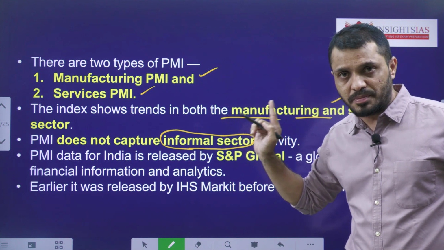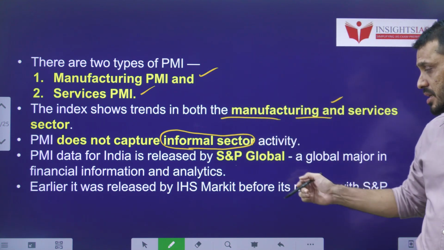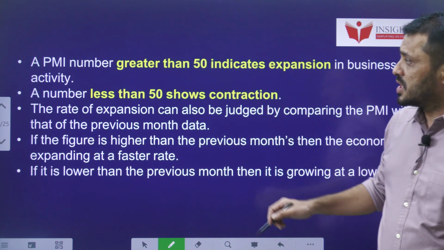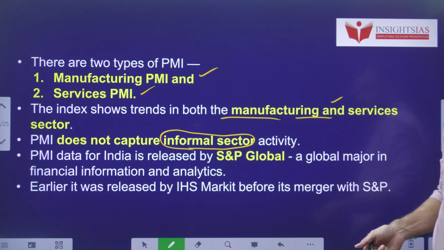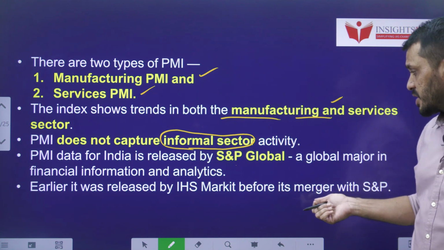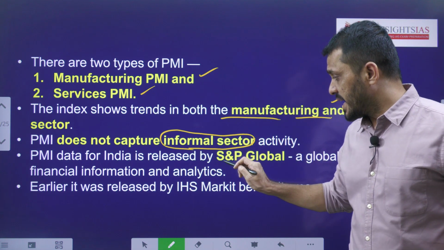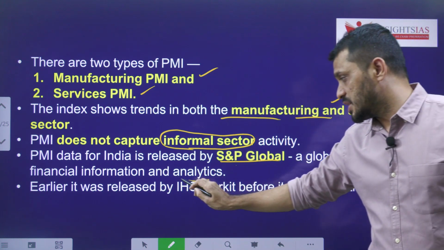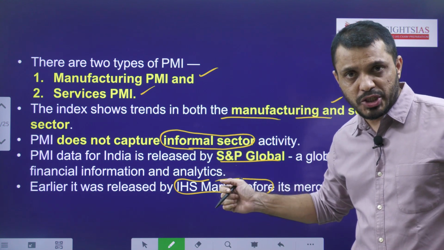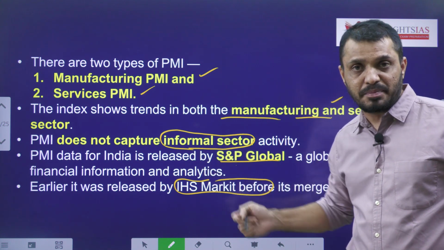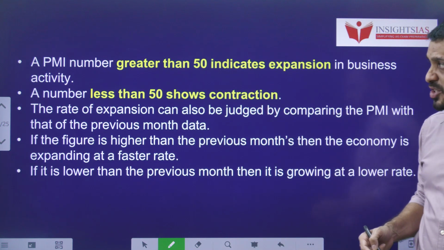Previously, this index used to be published by a different organization. Later, this was merged into S&P. Yes, previously it was published by IHS Markit. It used to publish, and later this was acquired by S&P. Now S&P, Standard & Poor's, is publishing it.